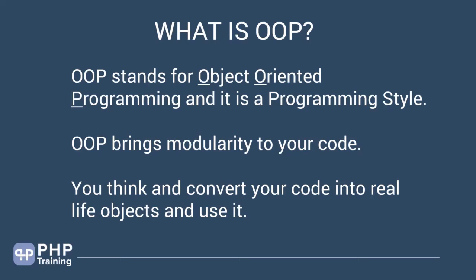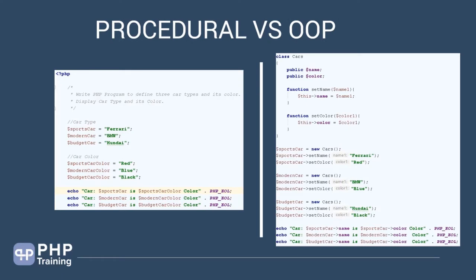Okay, we'll look into some of the examples so that it's very clear what OOPs is and what benefit OOPs brings to your programming style. Here's a comparison between procedural versus OOPs. On the left-hand side, I have the procedural coding, wherein you define the variables, you assign the value, you print them. There's no concept behind it. There's no object behind it.